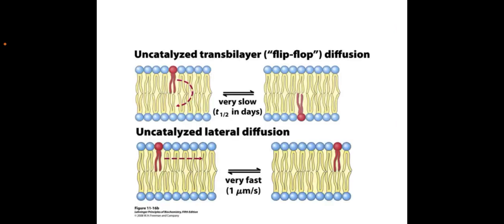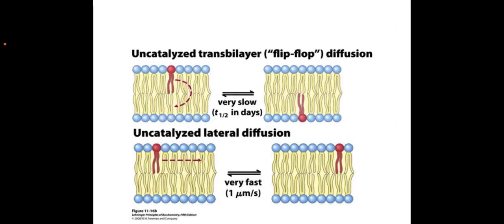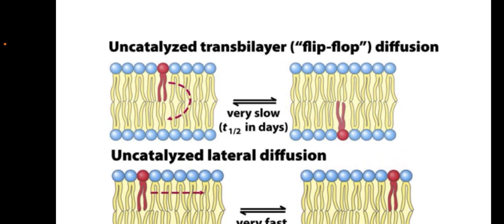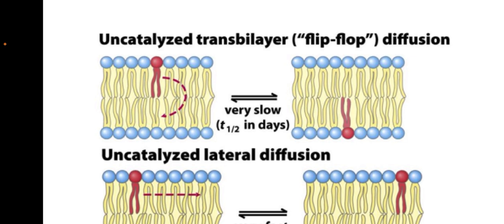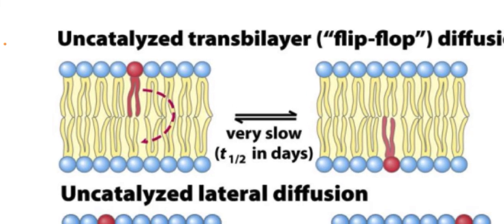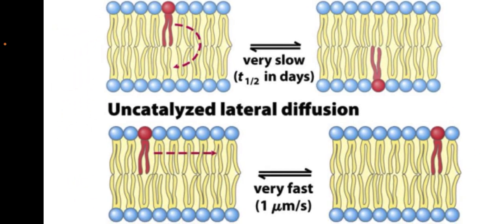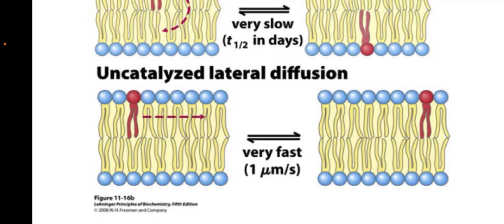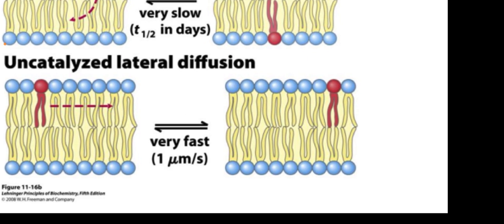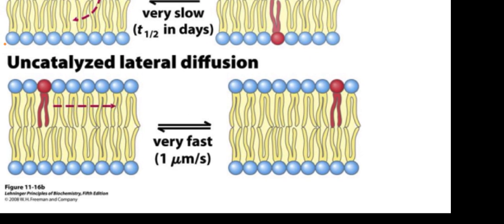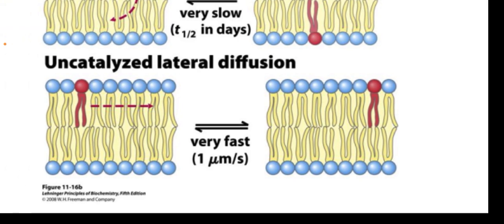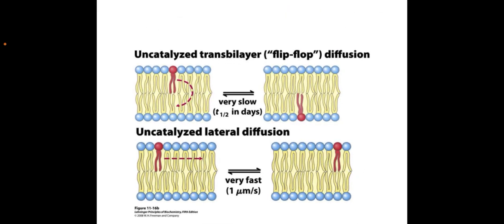As you can see in the first diagram, that is very slow, that time takes about half a day, uncatalyzed transbilayer flip-flop diffusion. First of all, that phospholipid was part of the upper layer, then it took the place of the second or lower layer. That is the transverse or flip-flop diffusion. And next is uncatalyzed lateral diffusion. In lateral diffusion, one molecule was on the left side in the third place, and in the second diagram you can see it was in the second last place, and it has moved to the right side. That movement was very fast, taking about 1 micrometer per second.